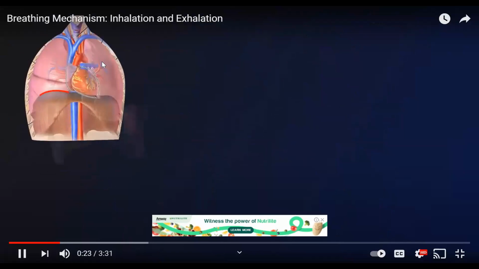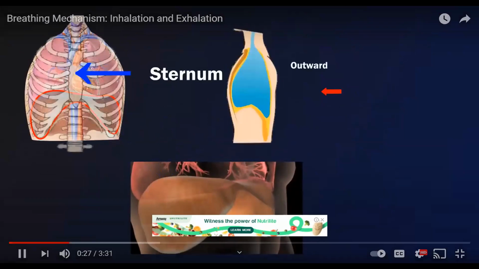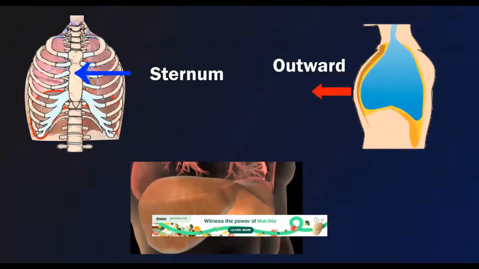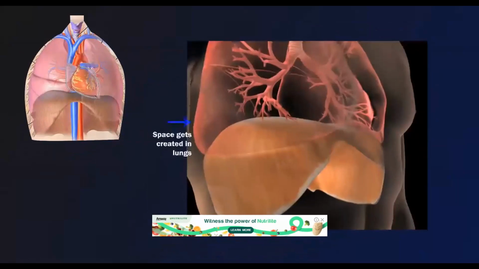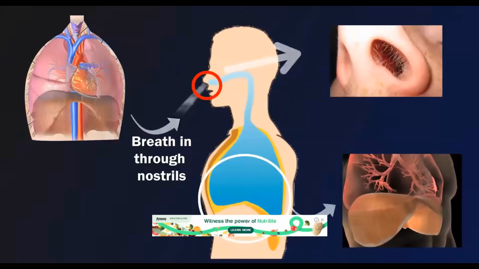The inhalation process starts with movement of the diaphragm downward and movement of the sternum outward. Because of these movements, space gets created in the lungs and air gets sucked in through the nostrils.